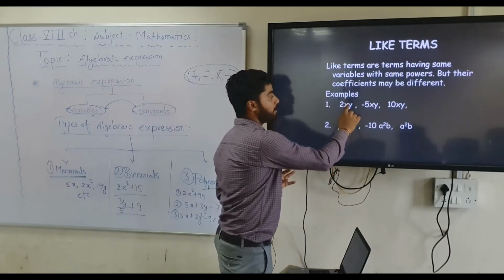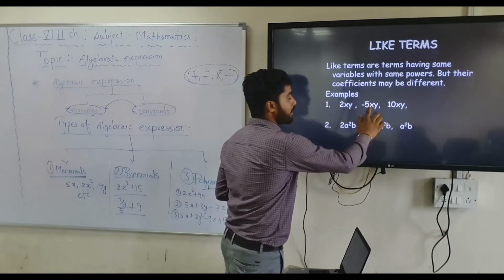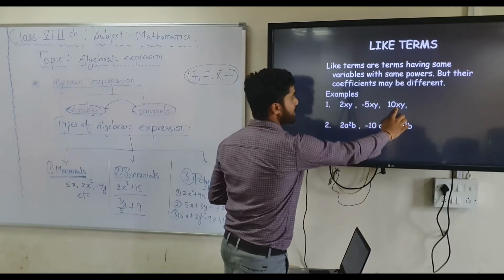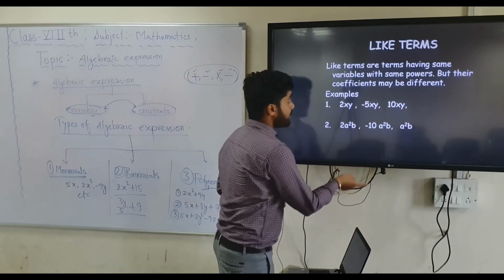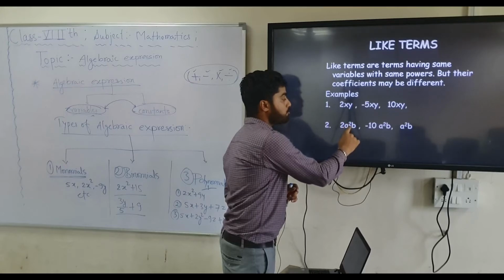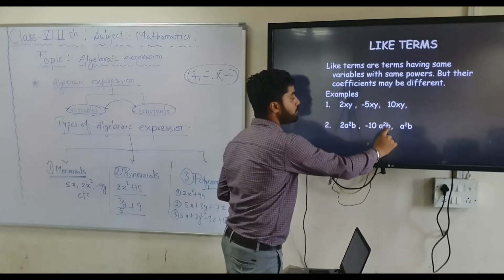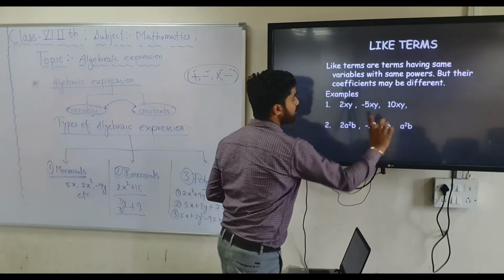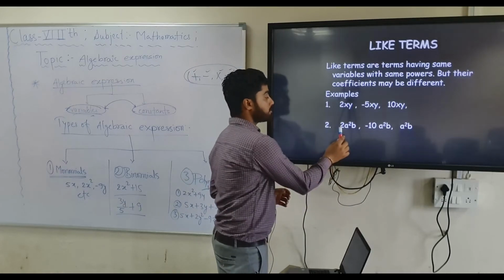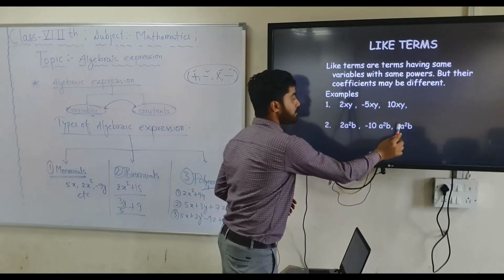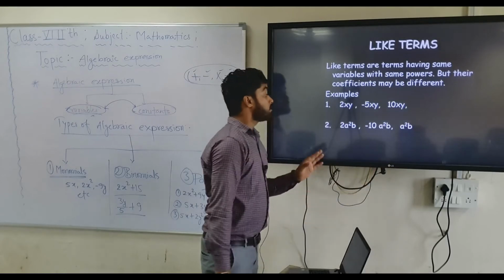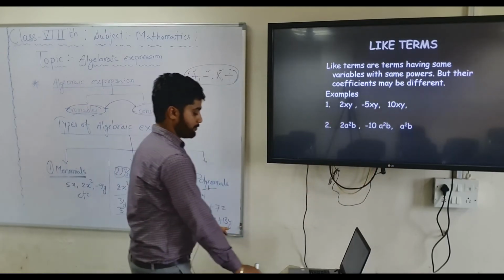Here x to the power 1 and y to the power 1. Again x to the power 1, y to the power 1, x to the power 1, y to the power 1. In the other example, a to the power 2, b to the power 1, a to the power 2, b to the power 1, a to the power 2, b to the power 1. But the constant terms are different, no? 2, minus 10 and there is nothing, which means there is 1. So these are like terms.